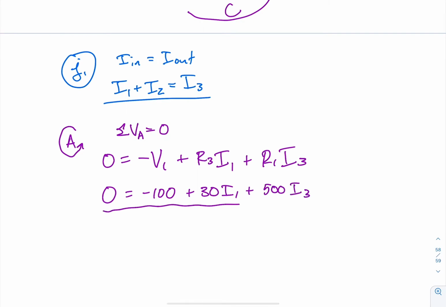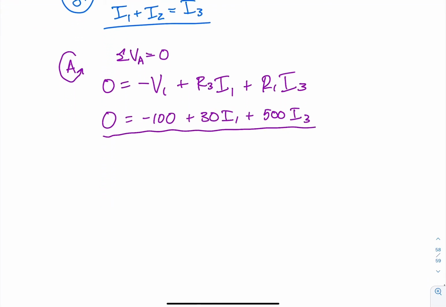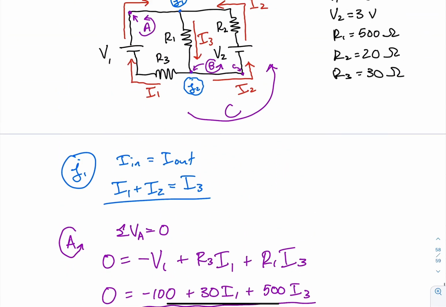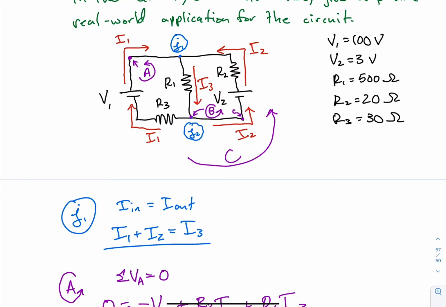And so there's our equation for loop A. I'd also like to get an equation for loop B, where we're going to apply the same rules, where the voltage around the entire loop will sum to 0. And so we're going to look at loop B this time. We're starting here and moving counterclockwise around like so.